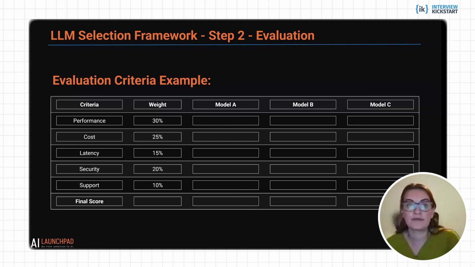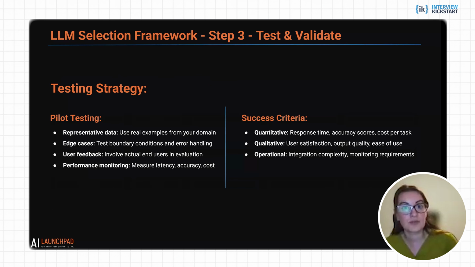You can give it different weights as you like, but it should, at a minimum, include at least five categories: performance, cost, latency, security, and support, and then assign them different weights. Then if we have model A, model B, model C, we can look into each of these and make a data driven decision.